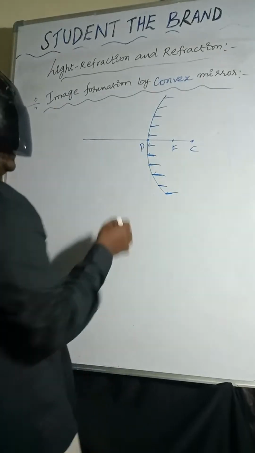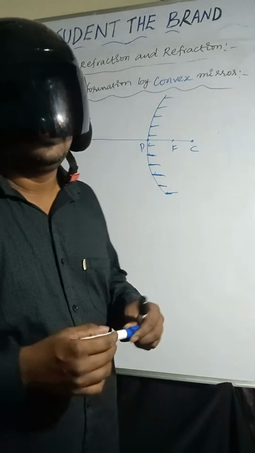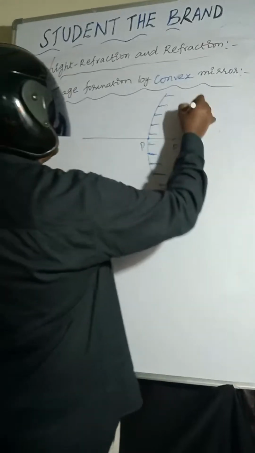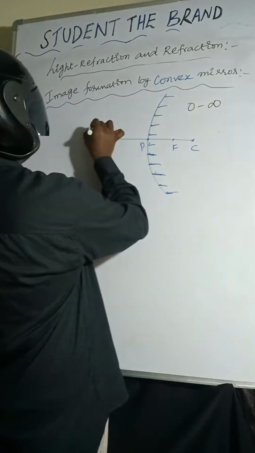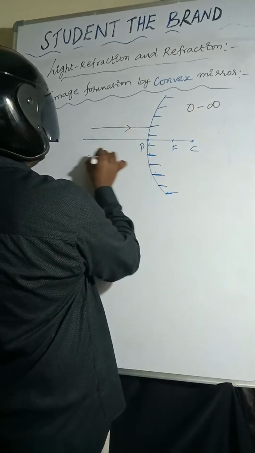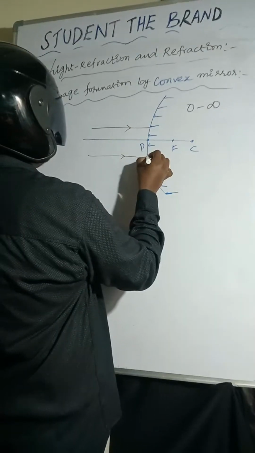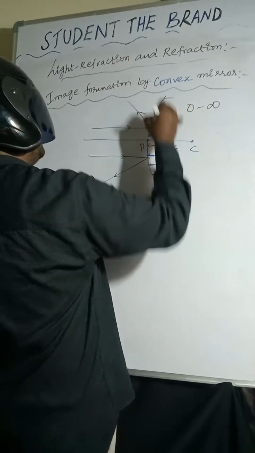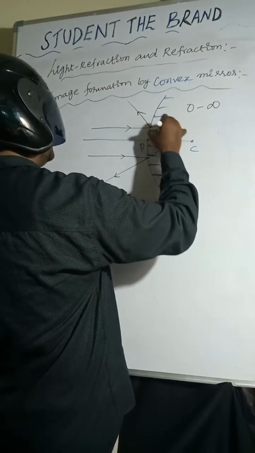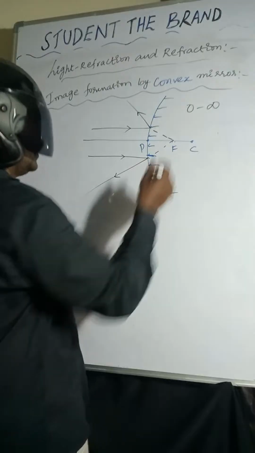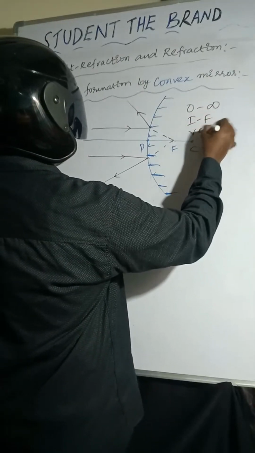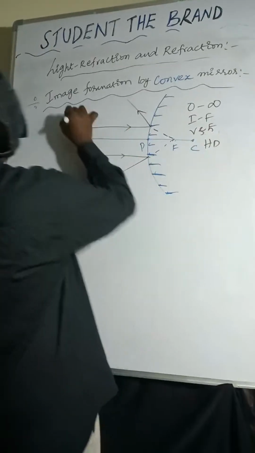Object is placed at infinity. I am taking 2 light rays, one light ray and another light ray. After reflection, these light rays will move away from it. If you extend these light rays, the image will form at focus. Nature of the image is virtual, erect and highly diminished. So this is the first one.